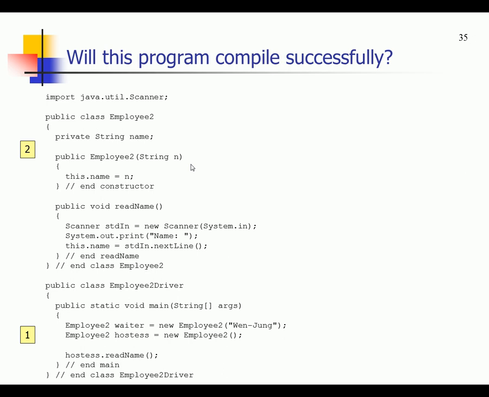But the next line at the bottom, down by position 1, employee2 hostess equals new employee2, it will no longer function. Because what Java is basically saying is, okay, if you're so smart, you're going to make your own constructor, you've got to make them all.